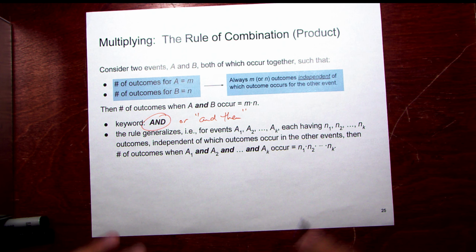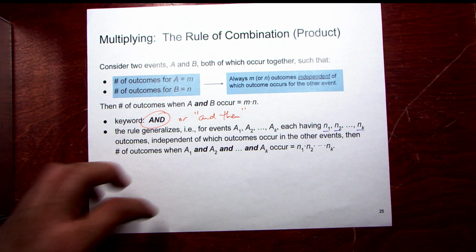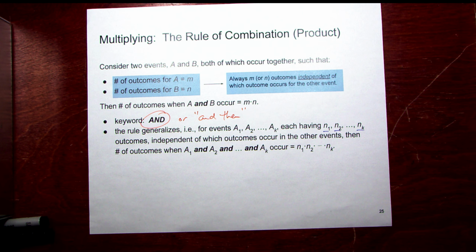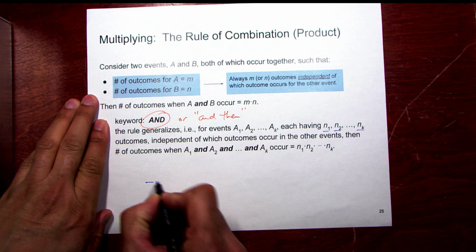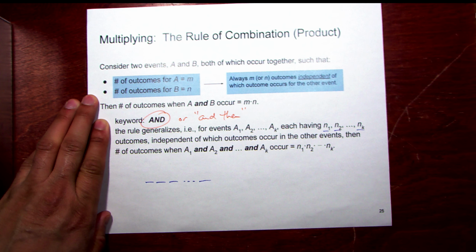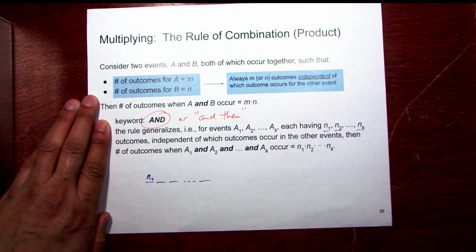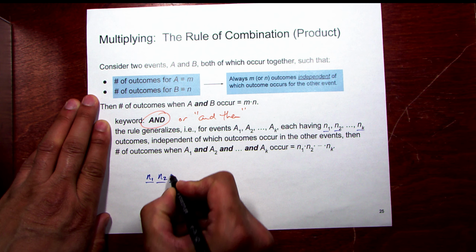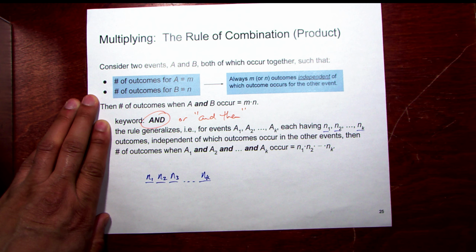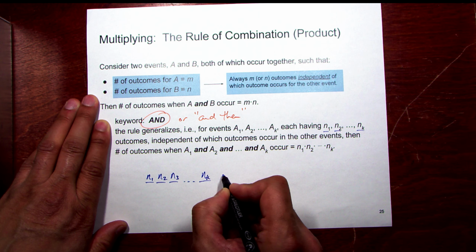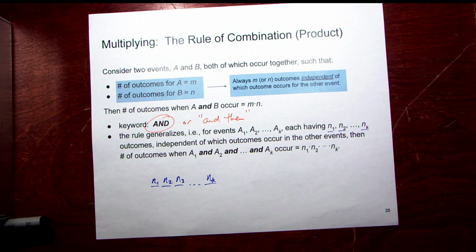Each one of them has its own number of outcomes, and as long as those outcomes stay the same number no matter what other thing has been picked, then you're good. You can use the rule of product. If we're using blanks, there's n1 ways of putting in the first thing from A1, n2, n3, and so on down to n sub k, and you multiply them together. So you end up getting a product.